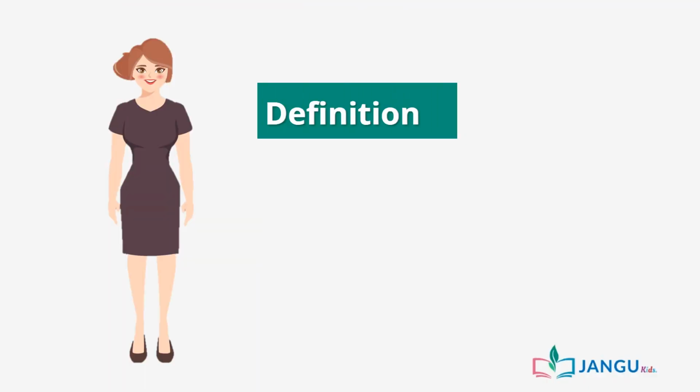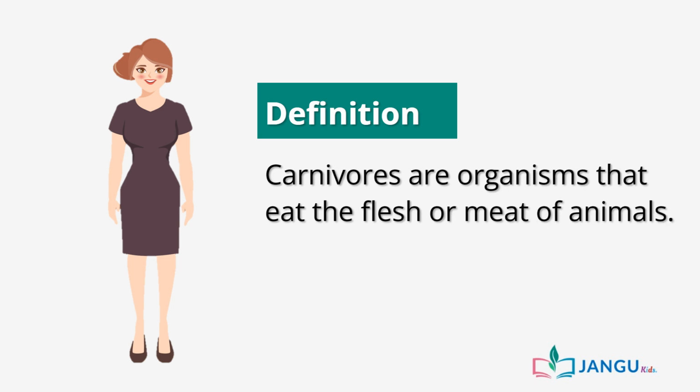Definition. When a sentence is constructed to define a word, it gives us a precise meaning rather than allowing room for the reader to guess. For example, cannibals are organisms that eat the flesh or meat of other animals.